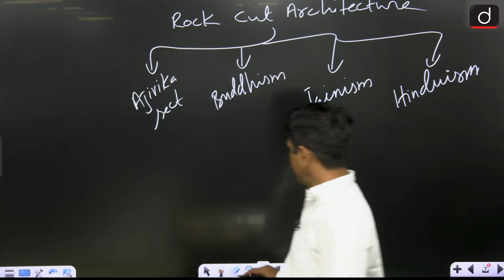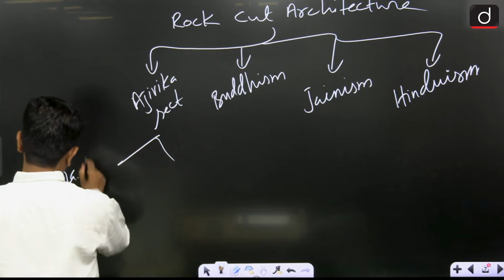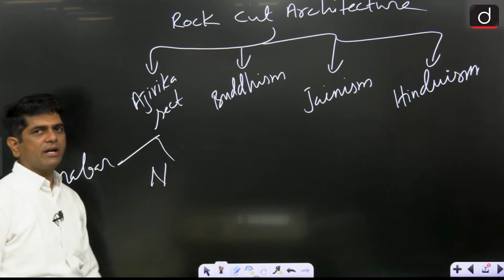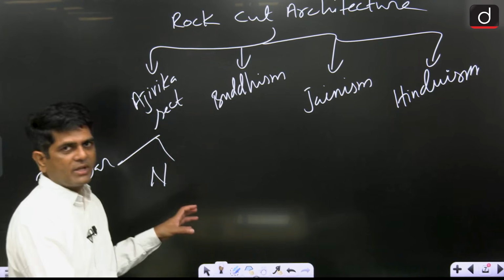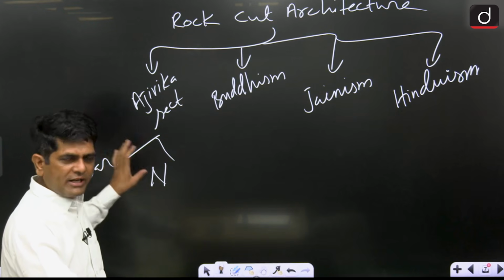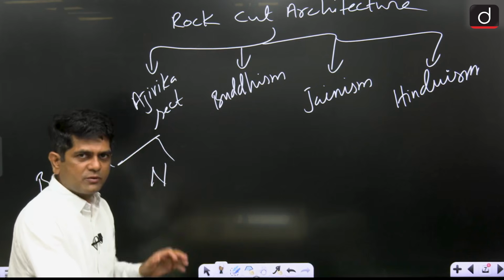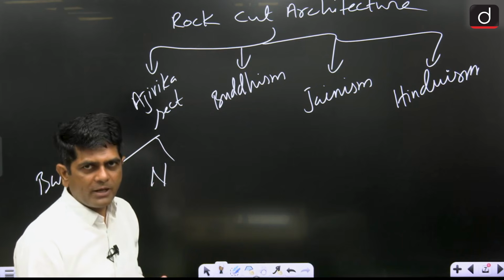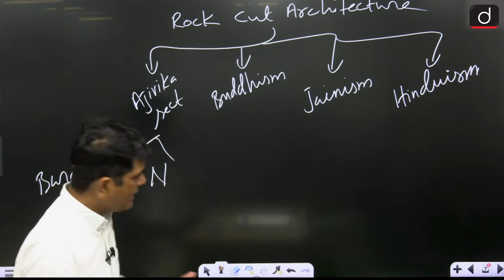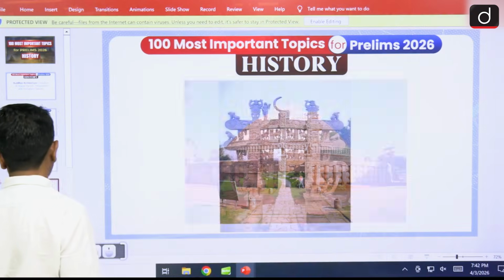The rock cut architecture of Barabar Hills and Nagarjuni Hills, already discussed. At Barabar Hills, South Bihar, Mauryan Emperor Ashoka constructed 4 rock cut caves: Vishwa Jhopadi, Karn Chaupad, Sudama, and the Lomas Rishi. Lomas Rishi, very, very important.